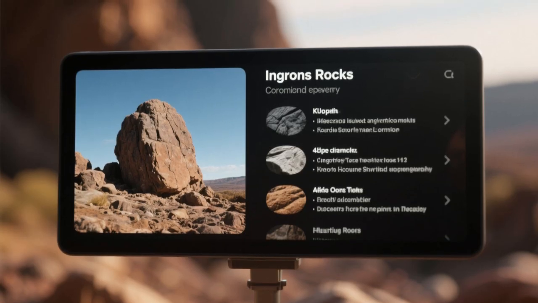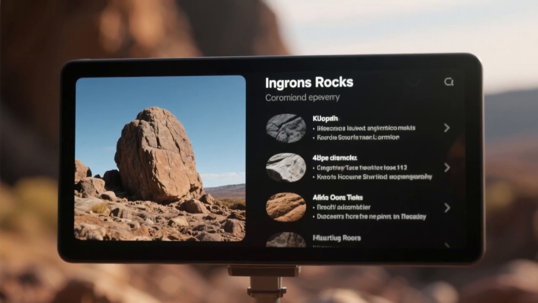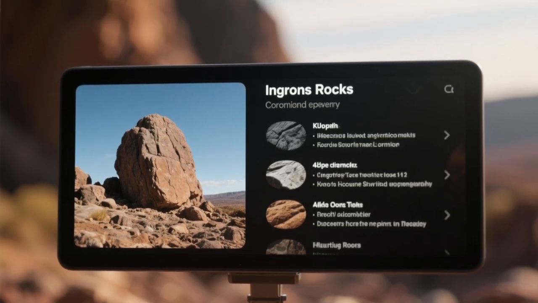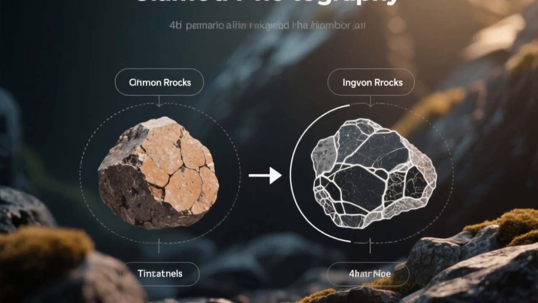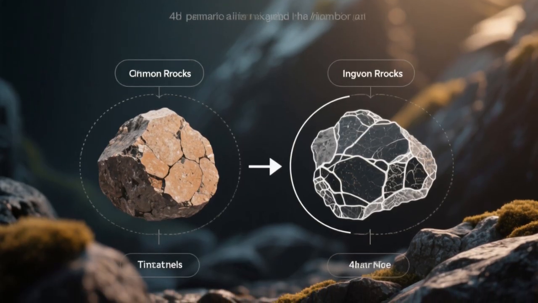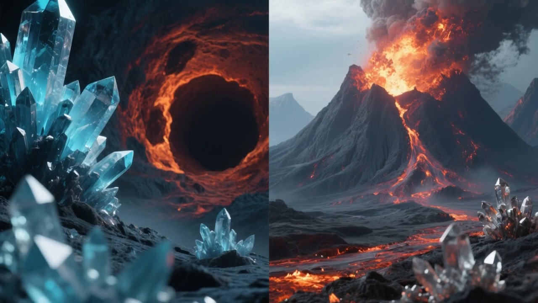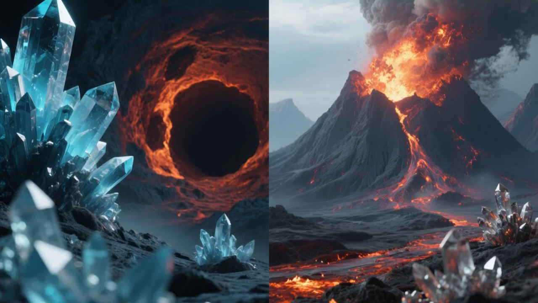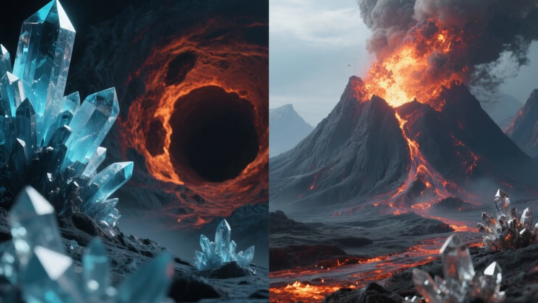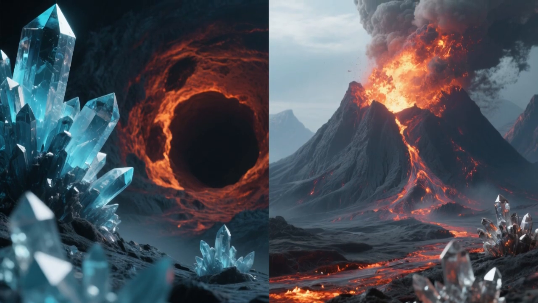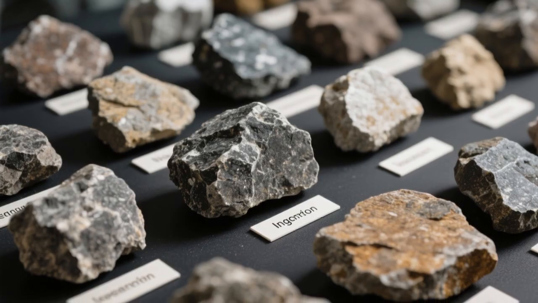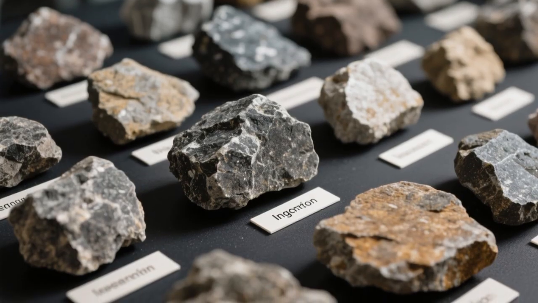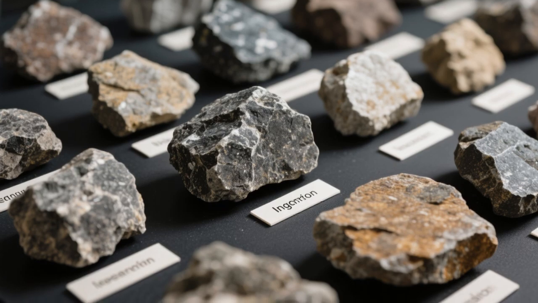Let's quickly recap what we learned. Igneous rocks are formed from cooled and solidified magma or lava. They are divided into intrusive and extrusive types based on where the cooling occurs. Intrusive rocks cool slowly underground and have large crystals, while extrusive rocks cool quickly on the surface and have small crystals. Examples include granite, basalt, obsidian, and pumice, each with different textures and uses.